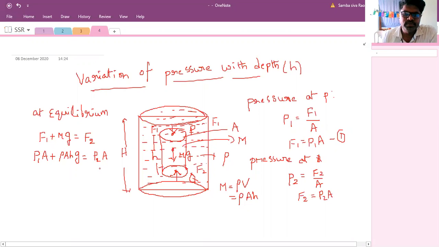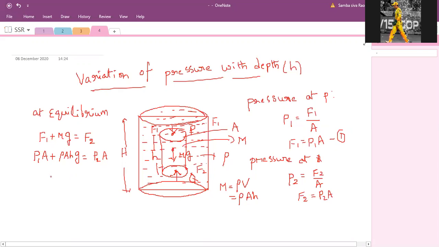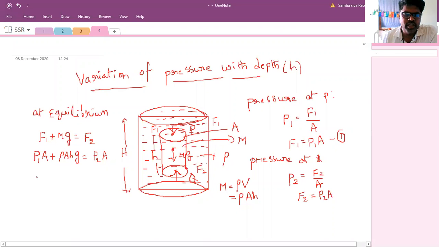Are you clear on this equation, all of you? Understood? Yes, sir. Then A is common on all the sides, so you can remove the A. Then P1 plus rho h g is equal to P2. Then from this, we can define the pressure variation from the topmost point to the bottommost point. That is, P2 is equal to P1 plus rho h g.